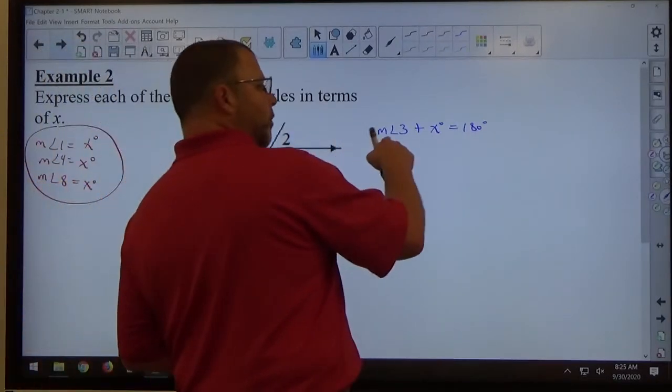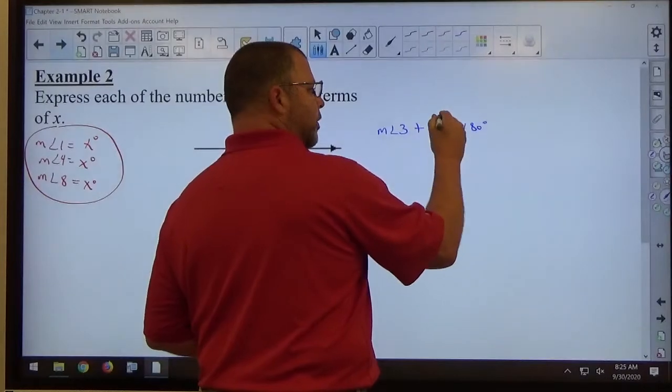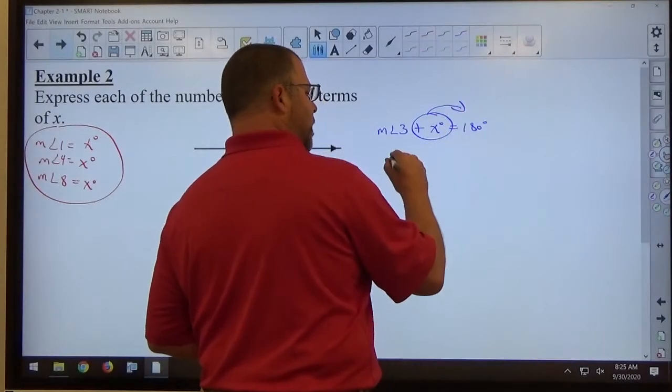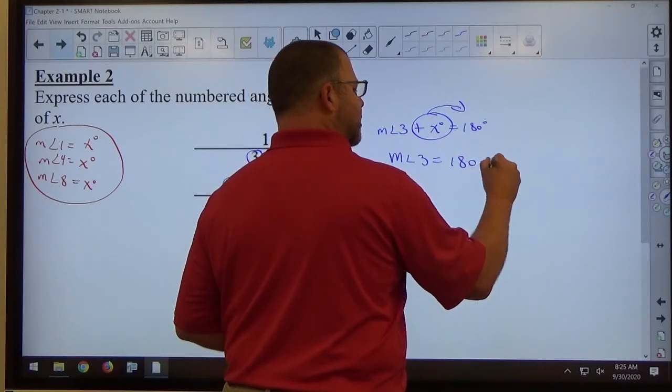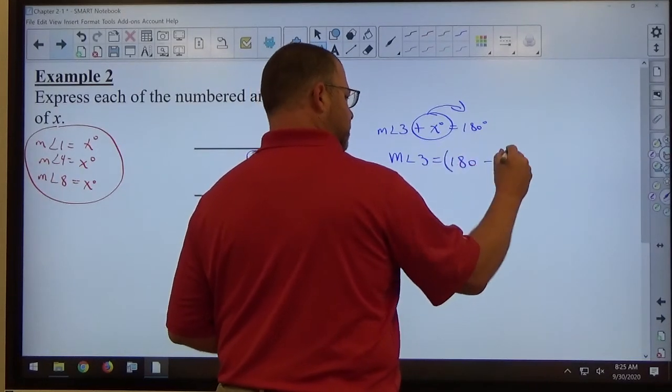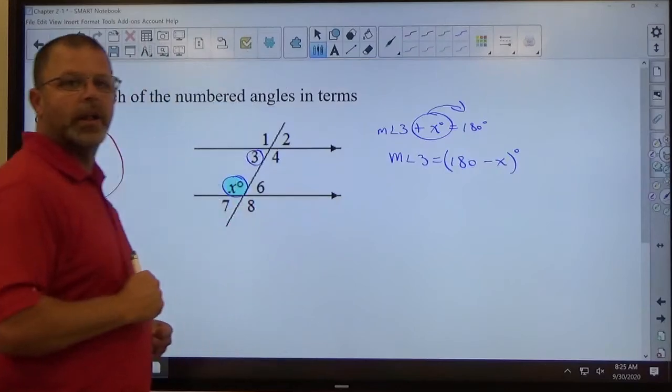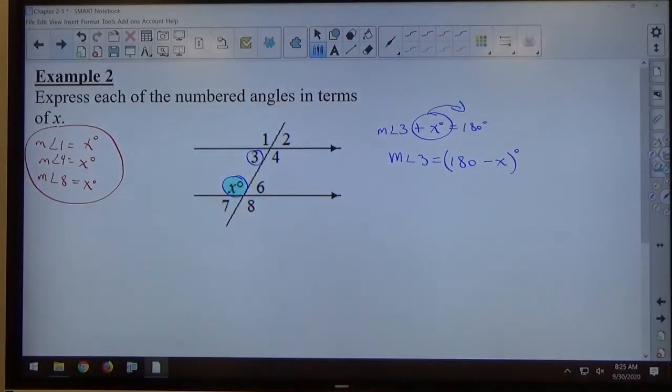If I solve for measure of angle 3, I'm just going to move the x over there, so plus x moves over there, becomes minus x. The measure of angle 3 is 180 degrees minus x. If I'm using good math, I'd probably write it like that. 180 minus x degrees. 180 degrees minus x degrees, or also 180 minus x I'd take. I mean, it's not 100% required to put the degree symbol on your answer. So angle 3 is 180 minus x.